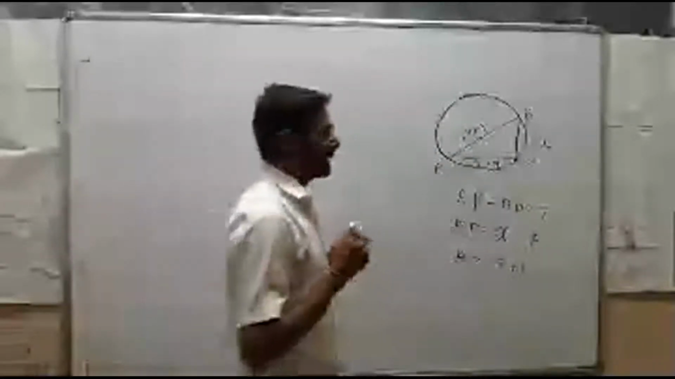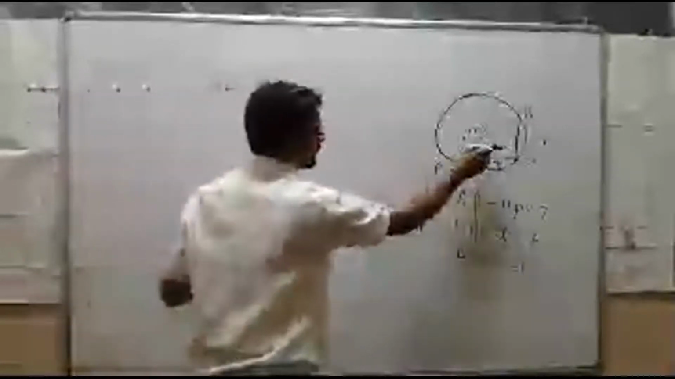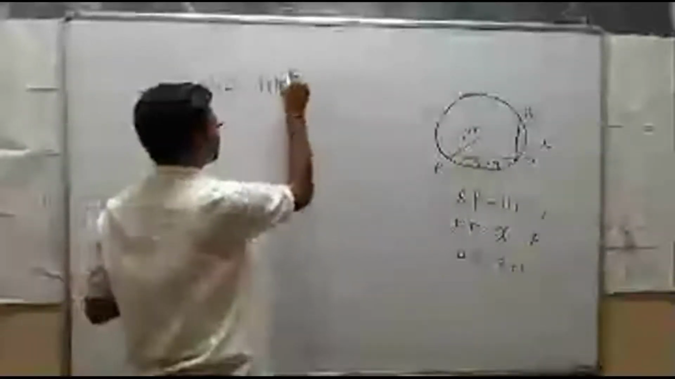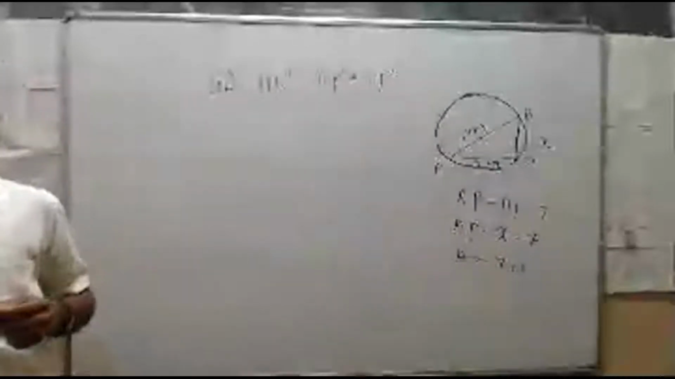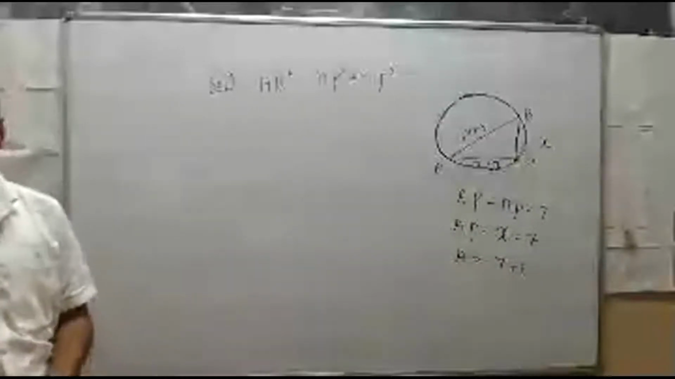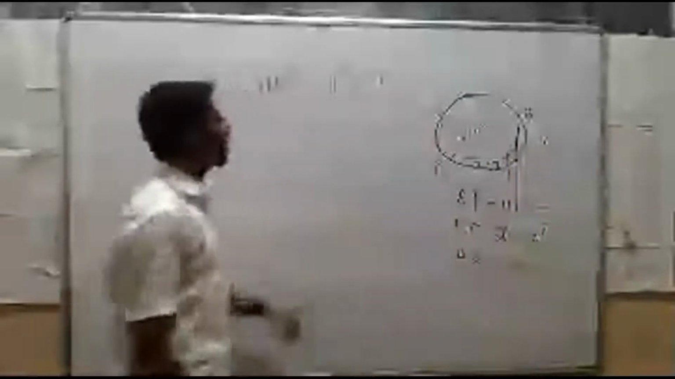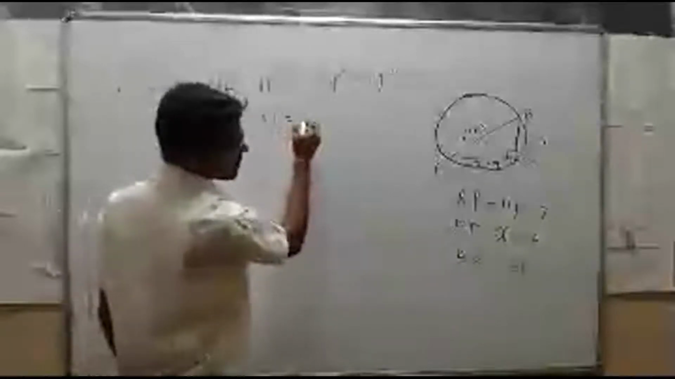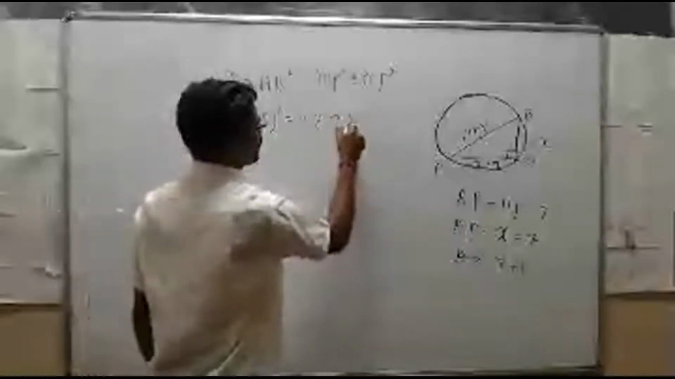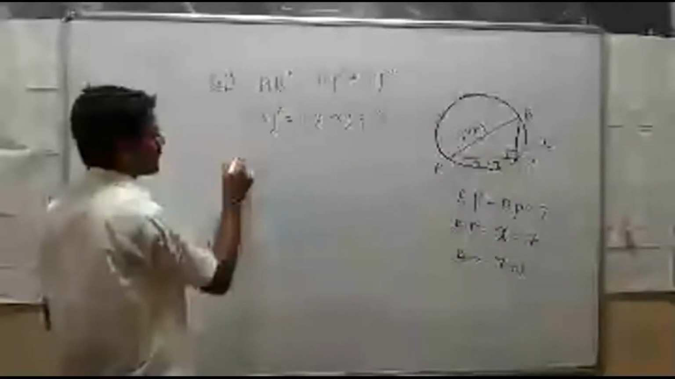Then according to Pythagoras theorem, AB is considered the hypotenuse. Therefore AB square is equal to AP square plus BP square, because the pole is already vertical, means 90 degrees. AB value is 13, so 13 square. AP value is 7 plus x whole square, plus BP value x square. 13 square is 169.